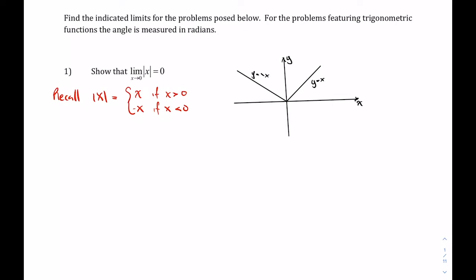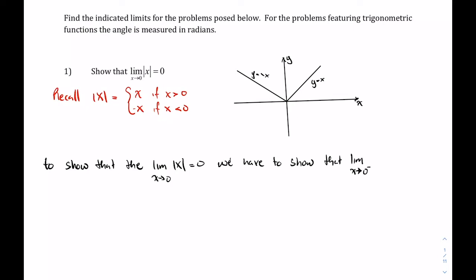Now, to show that the limit as x approaches 0 of the modulus of x is 0, we have to show that the limit as x approaches 0 from the left of the modulus of x is equal to the limit as x approaches 0 from the right of the modulus of x, and both of these limits should be equal to 0.